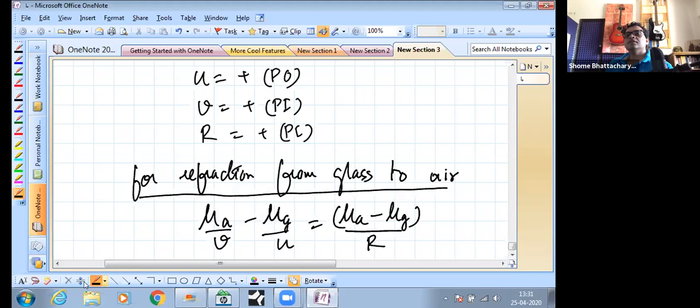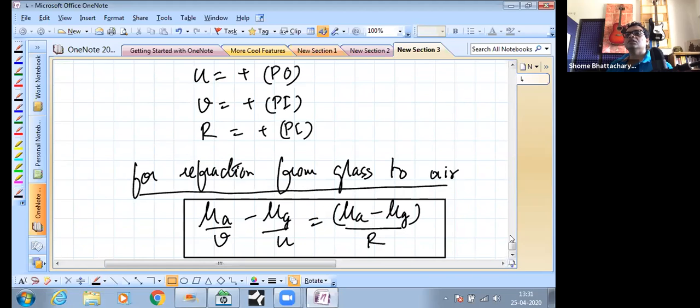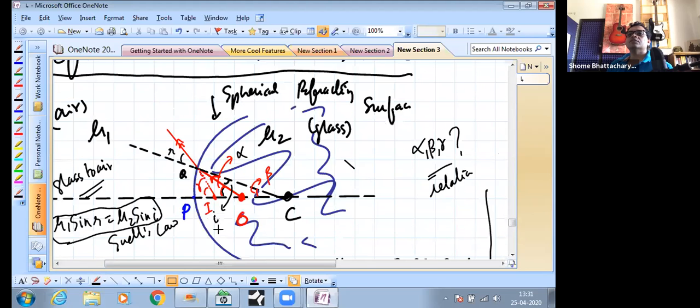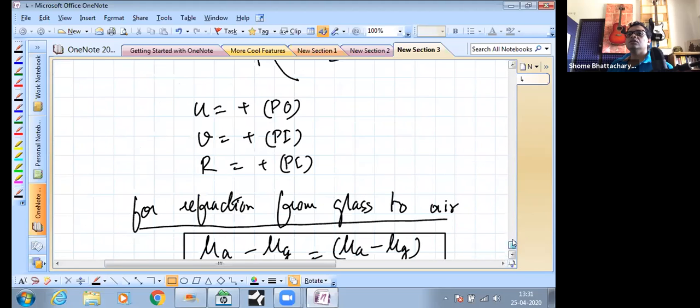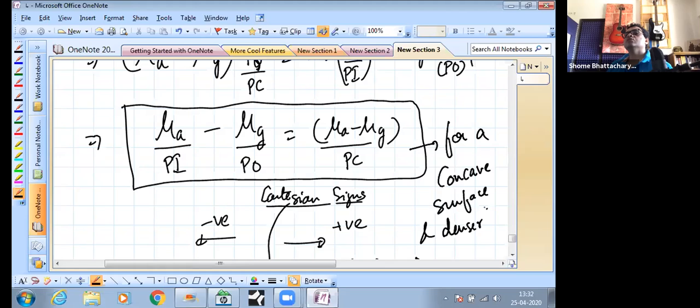So now, like this formula over here, we can build actually 4 cases. Here we have seen refraction is actually happening through a concave surface, because if you see the incident rays, they are incident on what kind of a refracting surface? A concave surface, and it is separating a denser to rarer. So this is the case that we have got. So this formula that we got earlier over here, this is for a concave surface and denser to rarer.